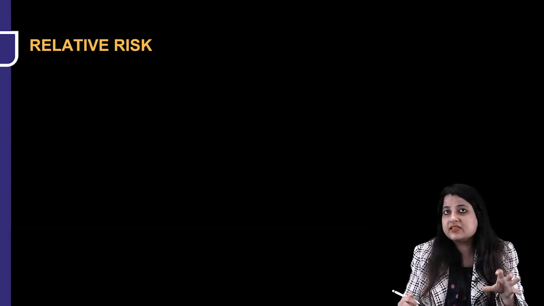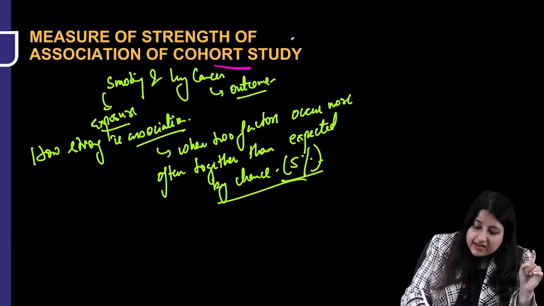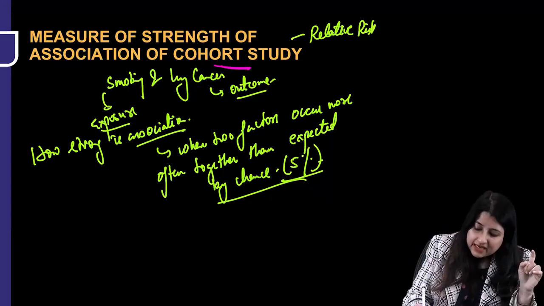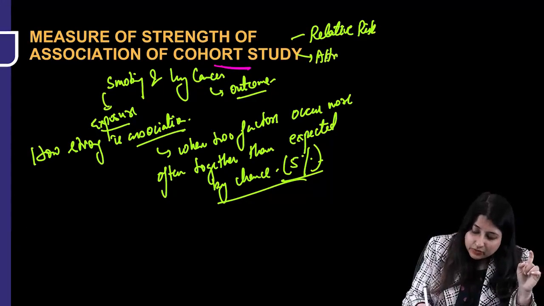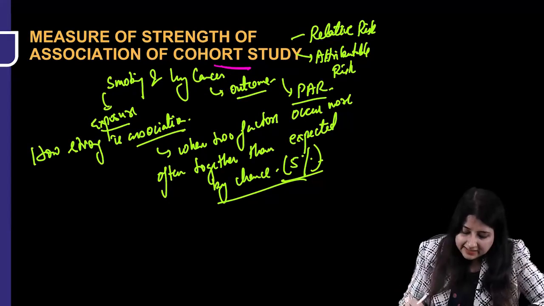So in a cohort study, that is expressed by three things. One is relative risk, we'll be talking about this. The other one, guys, is attributable risk. And the third one is PAR, population attributable risk. So let us study about it.